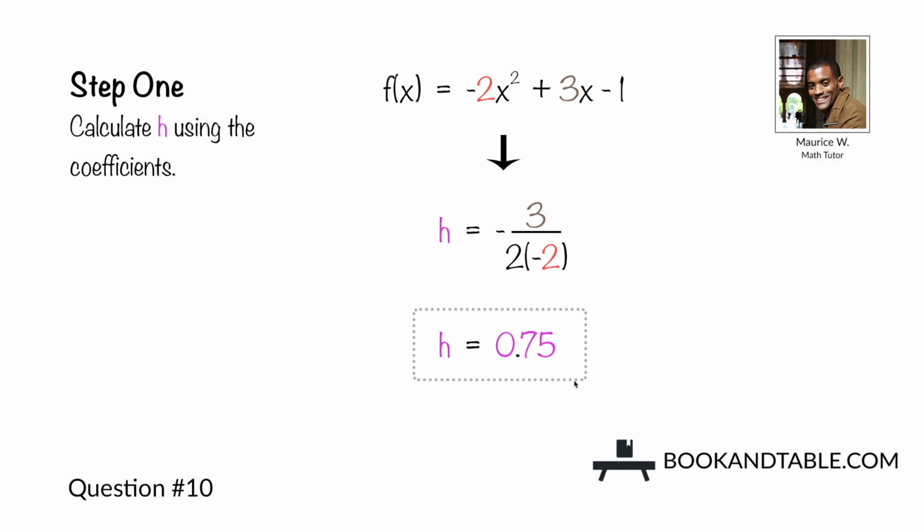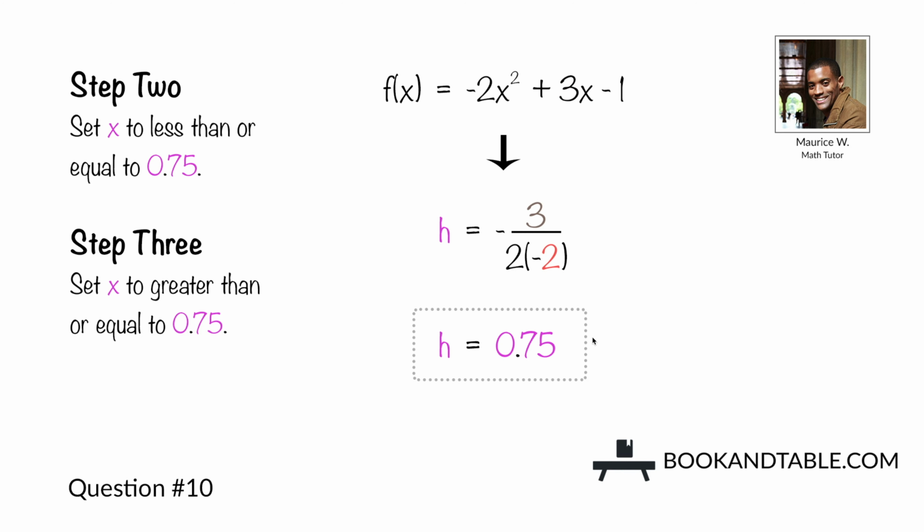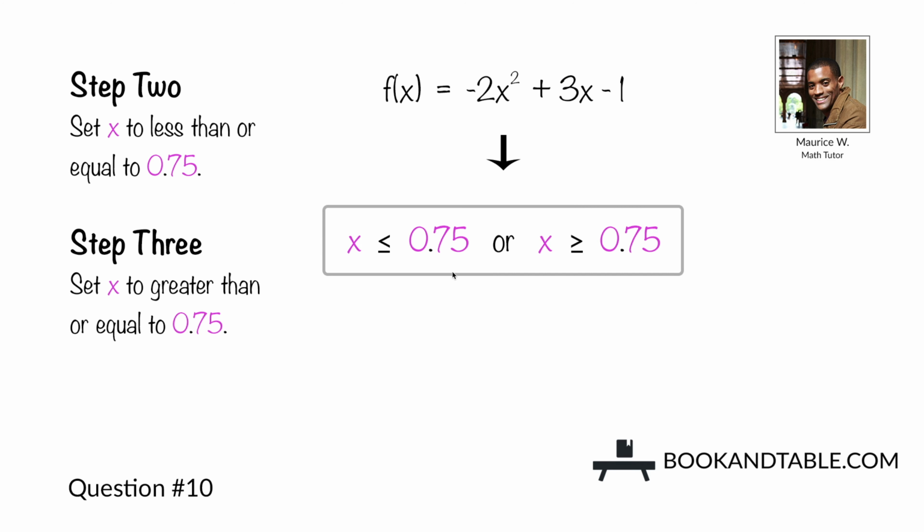And since we find that h is equal to 0.75, we know that this quadratic has a line of symmetry on the x-axis at 0.75. So step 2, we want to set x to less than or equal to 0.75. In step 3, we want to set x to greater than or equal to 0.75. So the answer to question number 10 is f of x can be restricted for x is less than or equal to 0.75 or x is greater than or equal to 0.75.